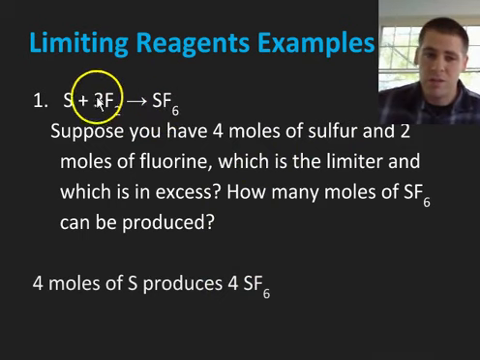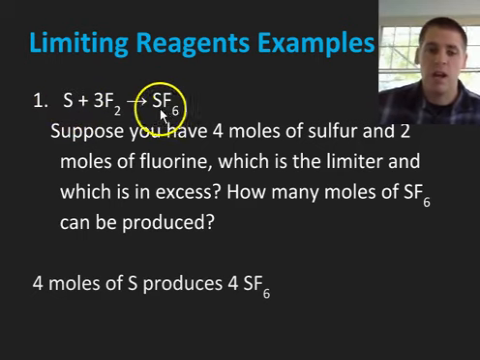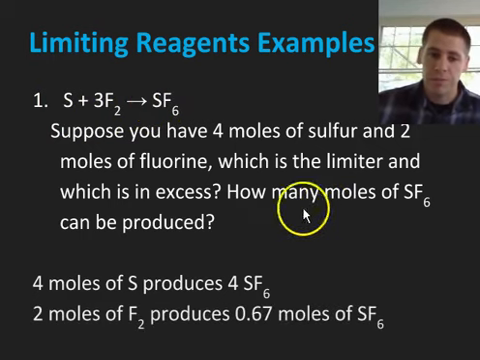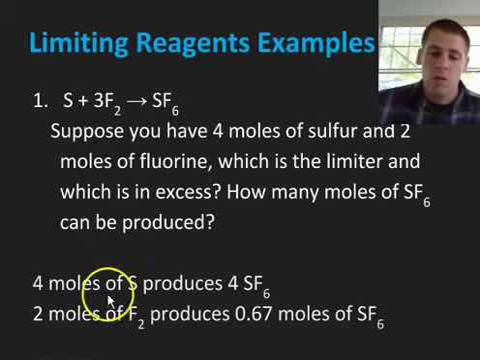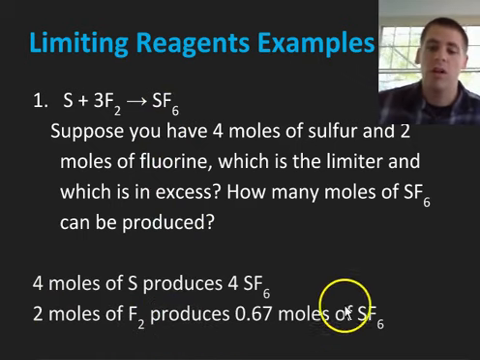You could also think of this in terms of molecules, right? 4 molecules of sulfur will make 4 molecules of sulfur hexafluoride because they're in a 1-to-1 ratio. It's a balanced equation, and there's essentially a 1 here and a 1 here. If we only have 2 moles of fluorine, though, that's not even enough to make a single mole of sulfur hexafluoride. We need 3 of them to make 1 mole of sulfur hexafluoride. So the 2 moles that we have is enough to make like 2/3 of a mole of the product.